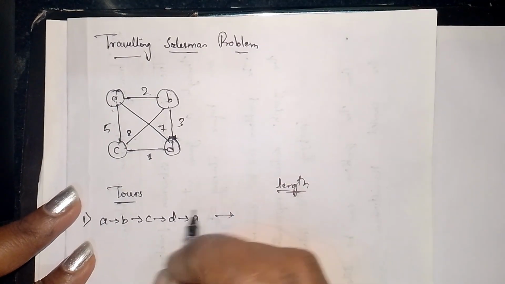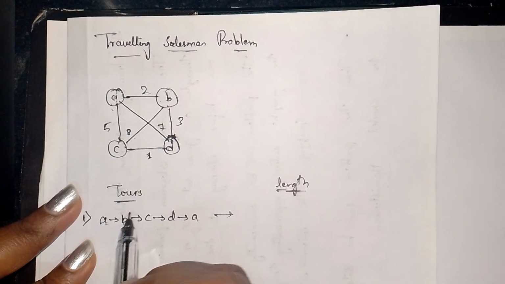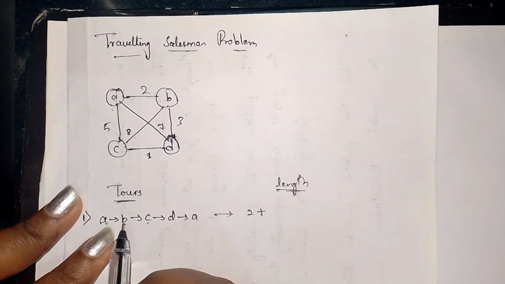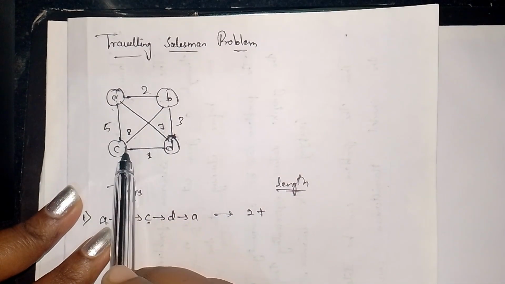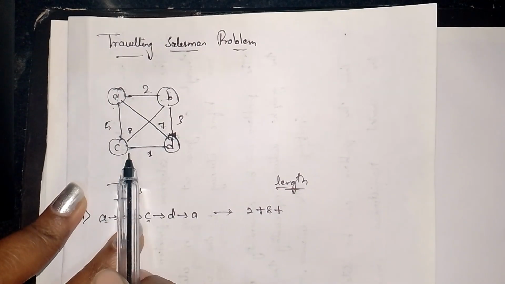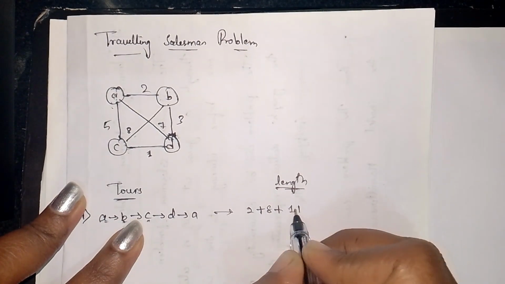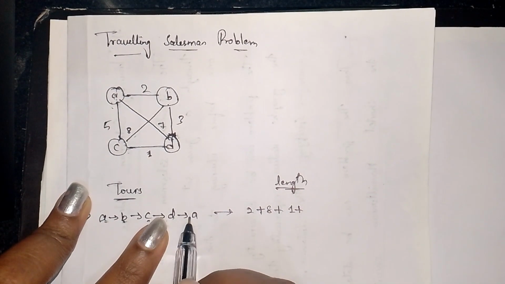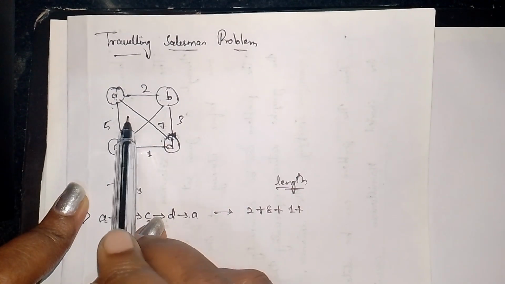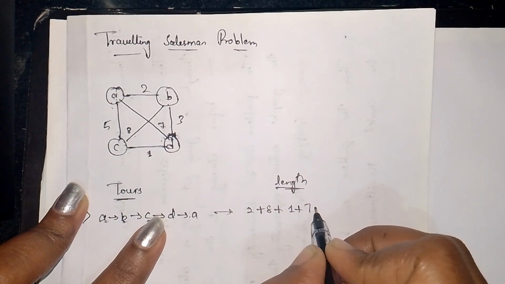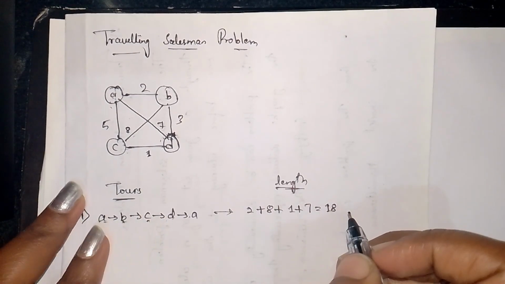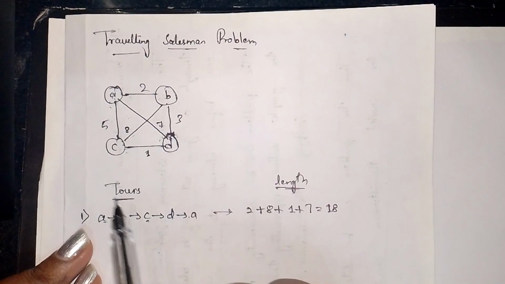Now, from A to B the distance is 2, plus B to C is 8, plus C to D is 1, plus D to A, where he is returning to the city from where he started traveling, that is 7. Then if we add this, we will get 18. This is how we have to calculate the distance.